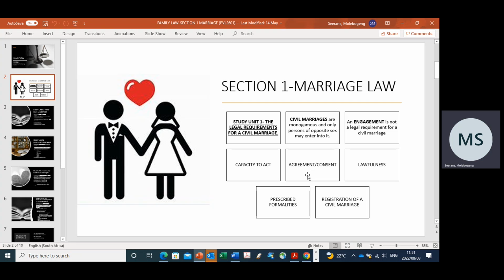So now we move on to the fifth requirement. We've done lawfulness. Now we move to the prescription of formalities, which is the fifth requirement of a civil marriage. So in this requirement, we will be focusing on the marriage officer, the times of solemnization of the marriage, and section 29, subsection 2 of the Matrimonial Act.